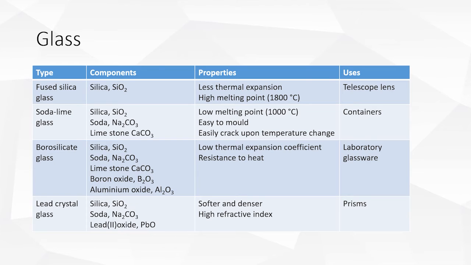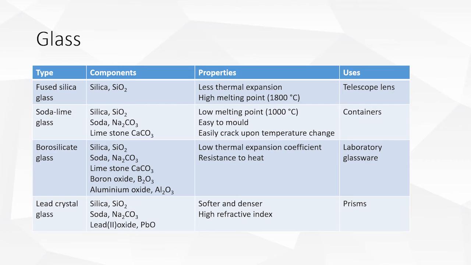Next, soda lime glass is composed of silica, soda, and limestone. It has a low melting point, around 1000 degrees Celsius, because the presence of soda lowers the melting point of silica. Soda lime glass is produced on a large scale since it is easy to mold and is used for producing glass containers such as bottles and drinking glasses.